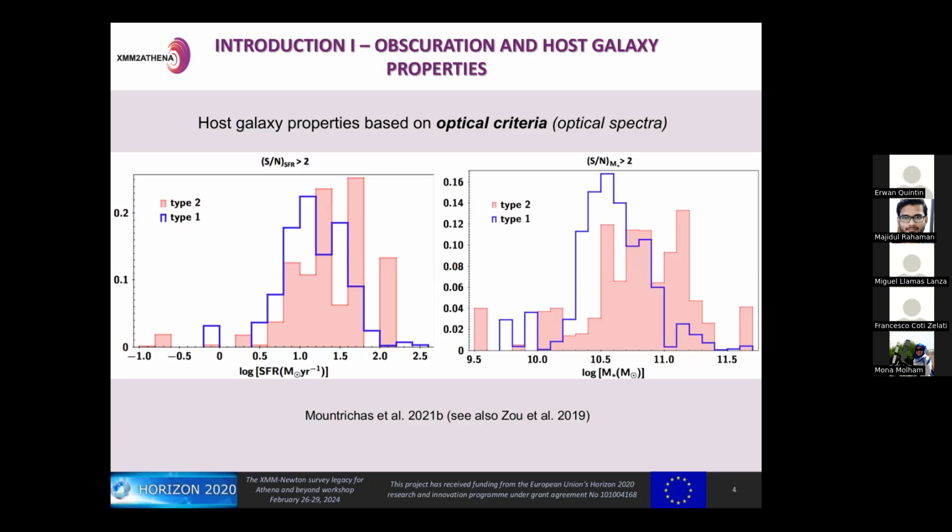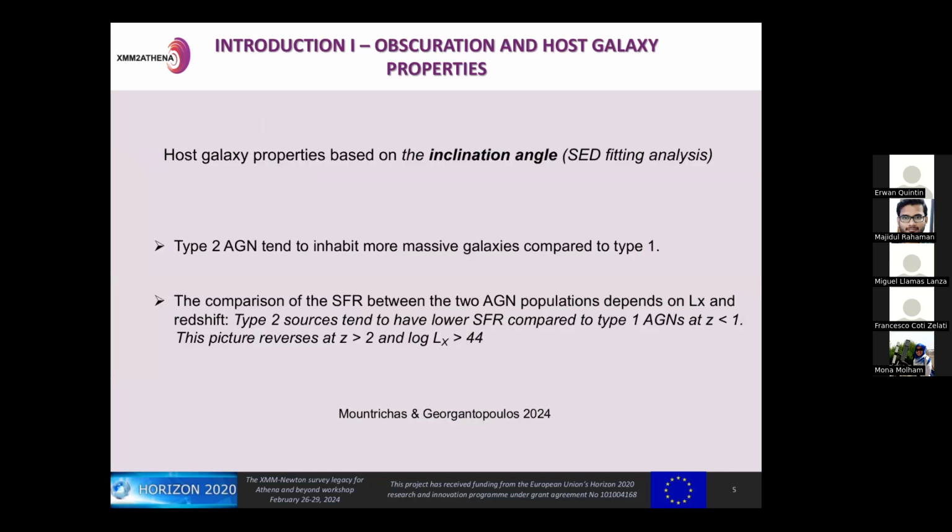And in this plot here, this is taken from a paper we published in 2021, where we used the XMM XXL AGN at redshift lower than 1. On the left panel, you see the star formation rate distributions, and on the right, the stellar mass distributions. As also mentioned, similar results were also found in a paper by Zhu et al. in 2018, where they used AGN in the COSMOS field.